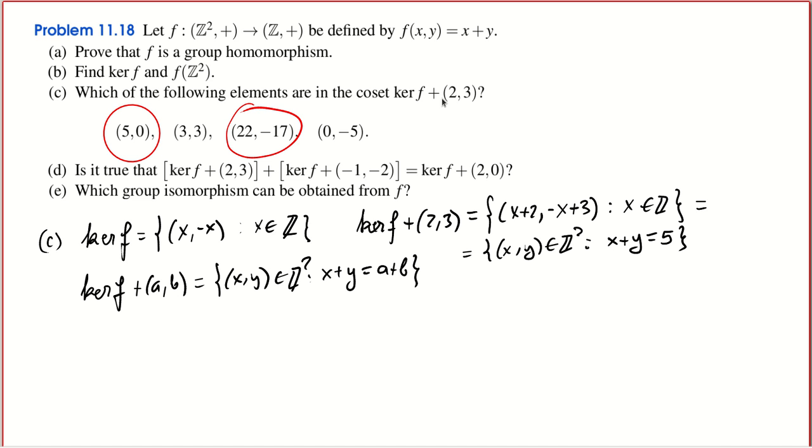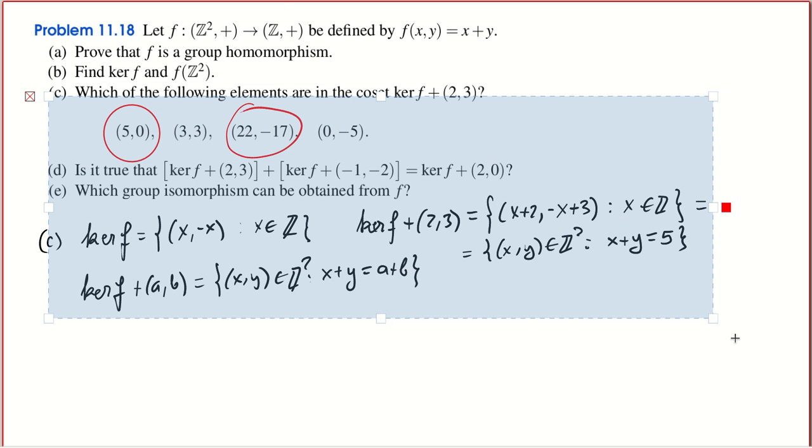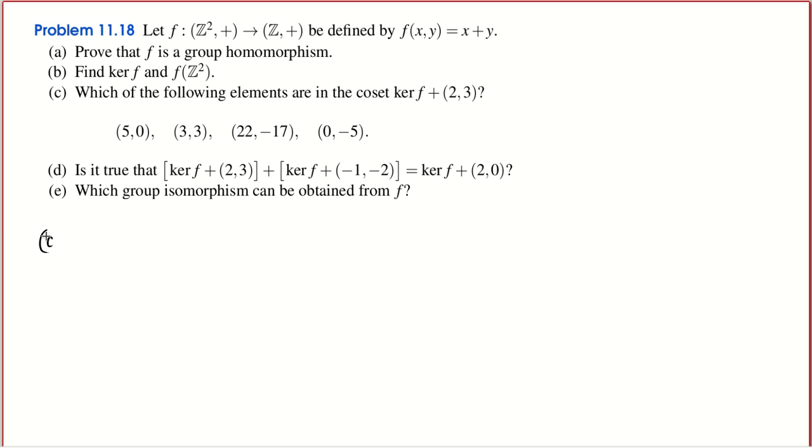All right. Now the next question we need to answer is for D, whether it is true that the sum of these two cosets is equal to this coset here.